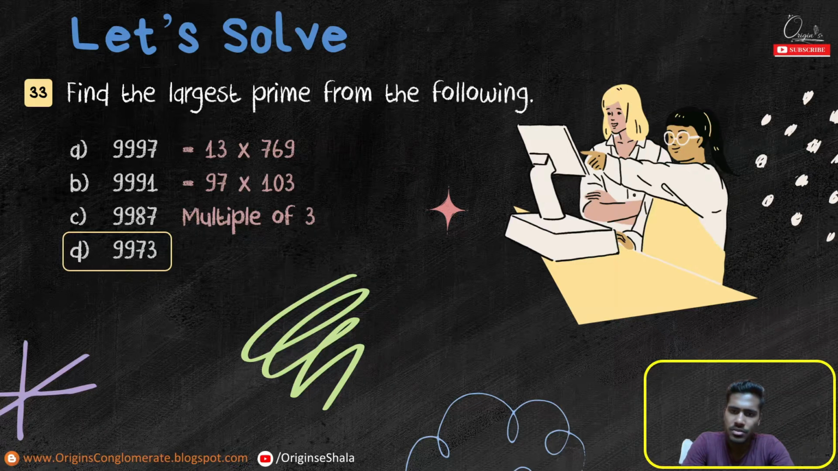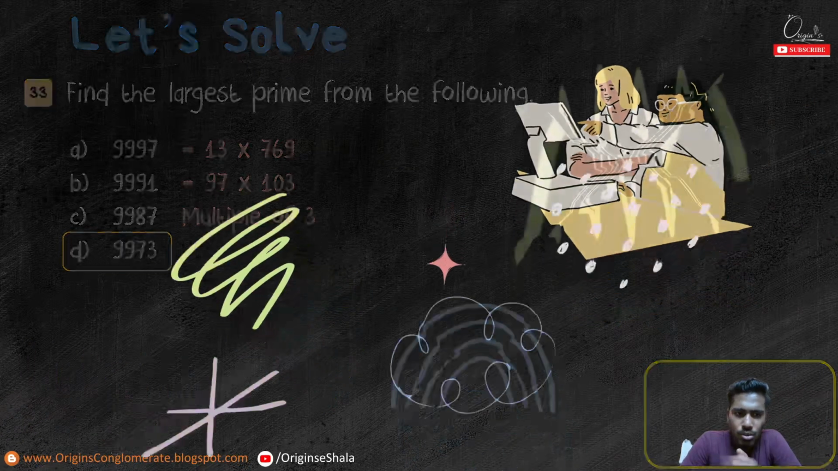And as I know 13's divisibility rule, for 9997 I could easily verify that yeah, it is not prime. So yeah, in such cases you can directly take 9973 and go ahead with your work.